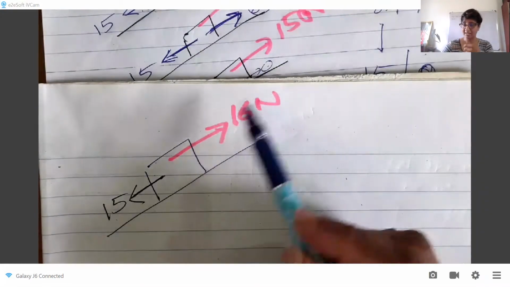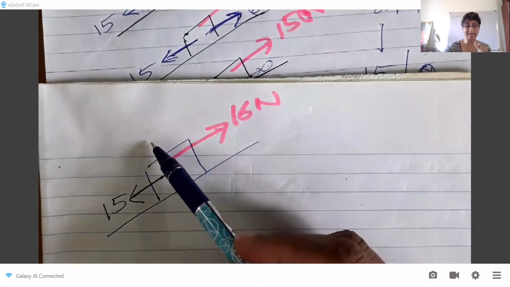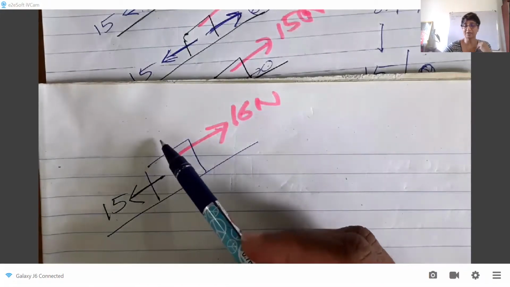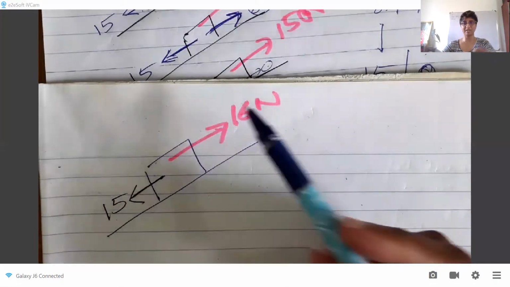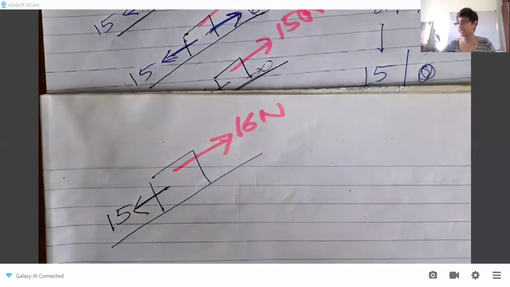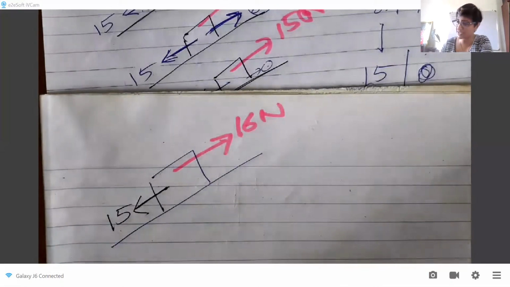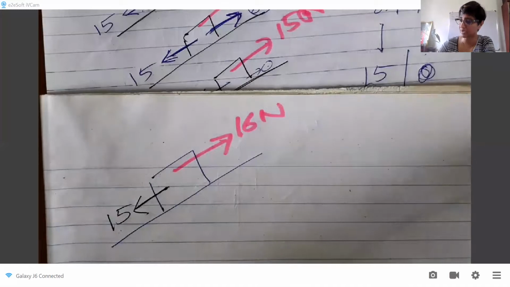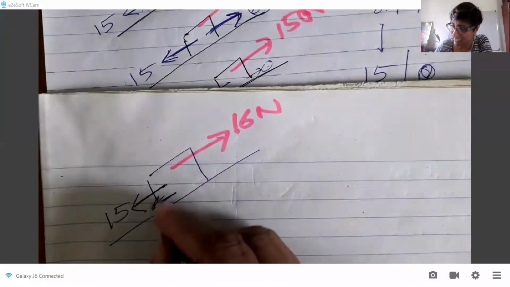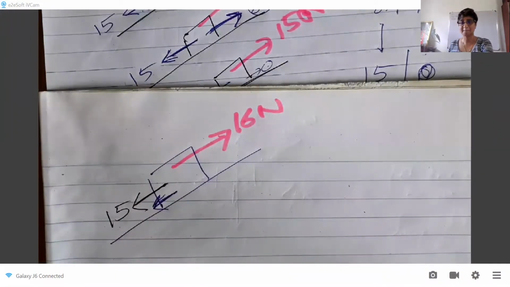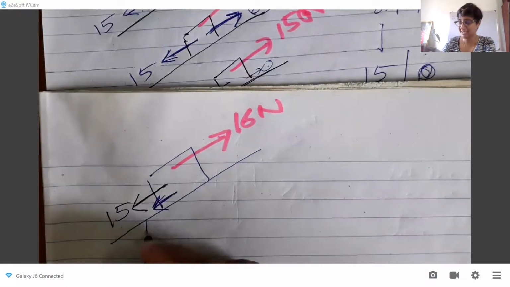Look at this. There is more force in that direction. The object will try to move up. Friction will immediately come into the story and start acting against me. Friction will start acting down. By how much? 1. It will fix at 1.